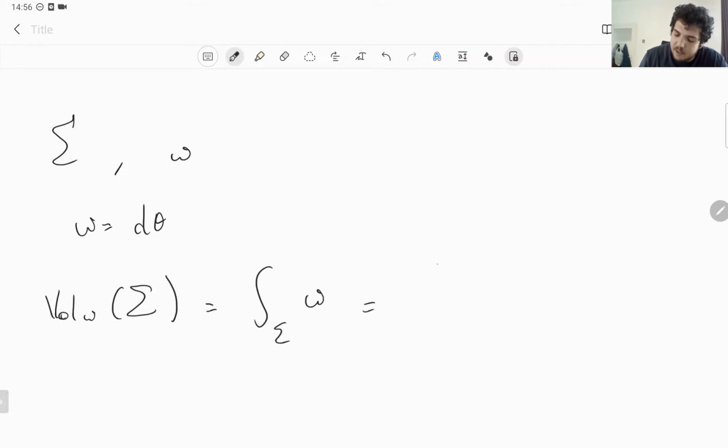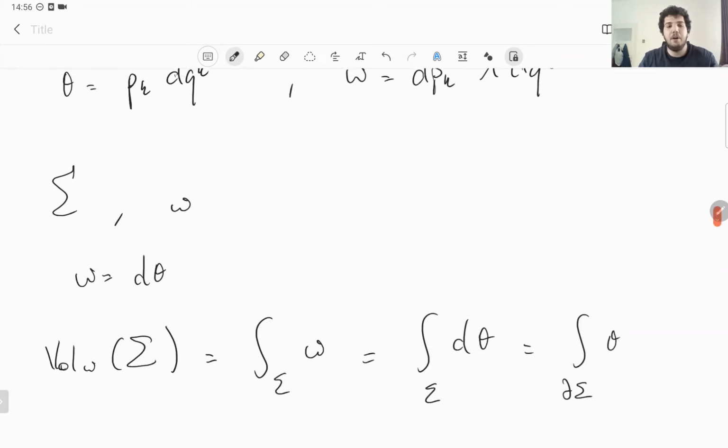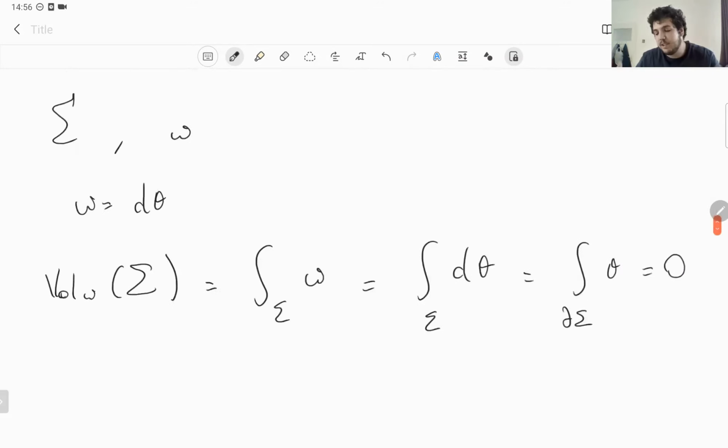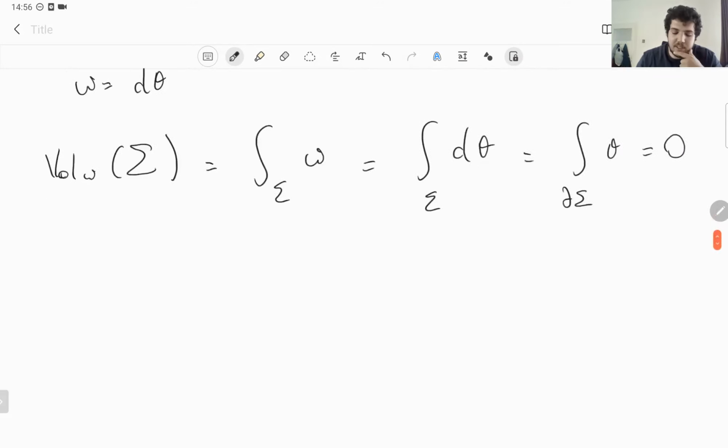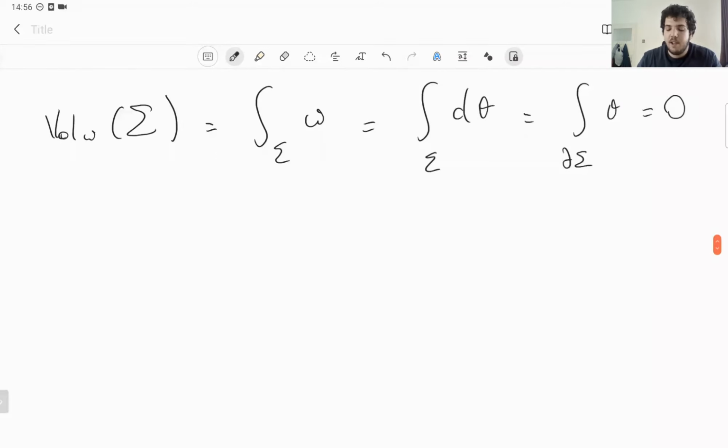Okay, this can simply be written as d theta, and just use the Stokes theorem to name this as theta on. Yeah, and because we said that our manifold should have no boundary in our definition of our symplectic manifold, this is automatically equal to 0, but by definition, it shouldn't. So let's give another simple example that maybe everyone can think of.